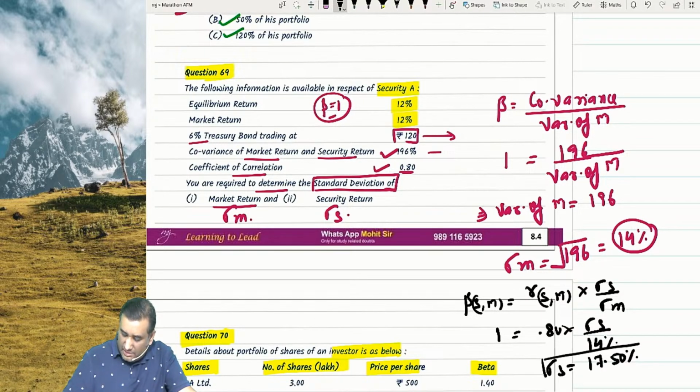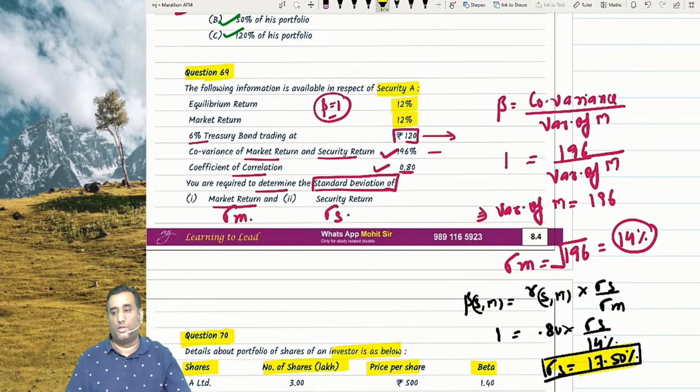Basically, he has checked application of both the formulas. So what was the use of 6% treasury bond trading at 120? We could alternatively have used that data to find RF, and then used the data to find beta. That could be there. But straightforward we can write in the exam that since your equilibrium return is the same as the market return, beta would be equal to what?